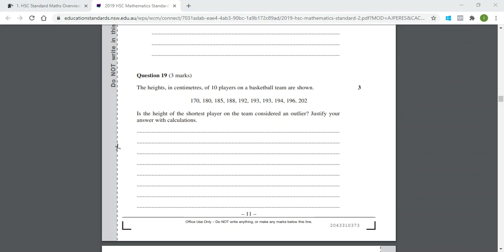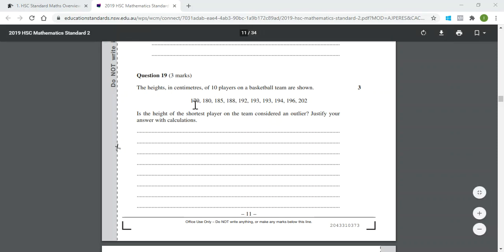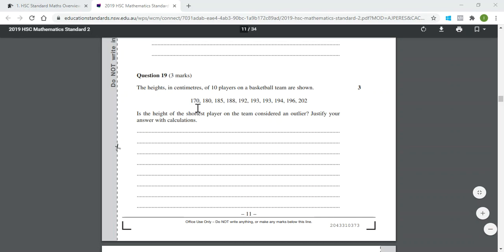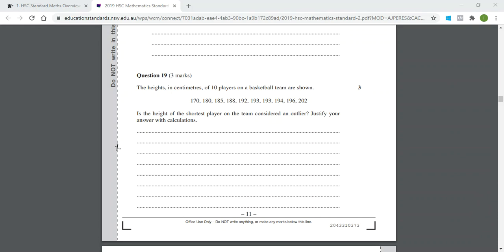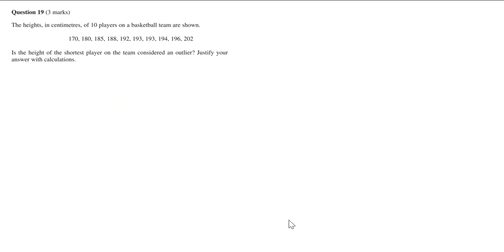This question is from basic data and statistics. The question is giving you heights of 10 players from a basketball team, and the heights are sorted in ascending order from shortest to the highest. And then what it's asking you is if the height of the shortest player is an outlier. So let's take out this question and see how we can solve it.